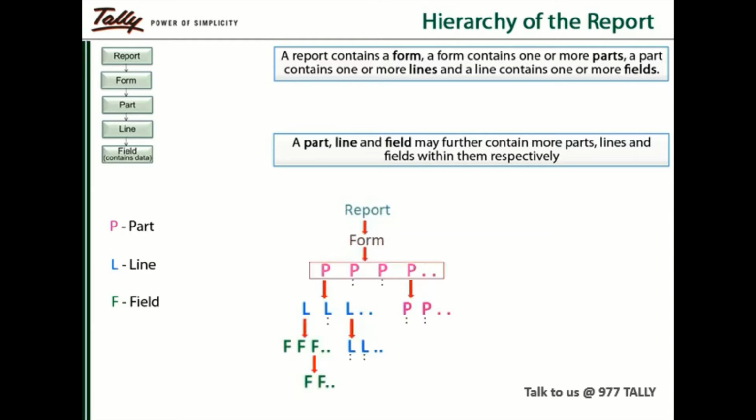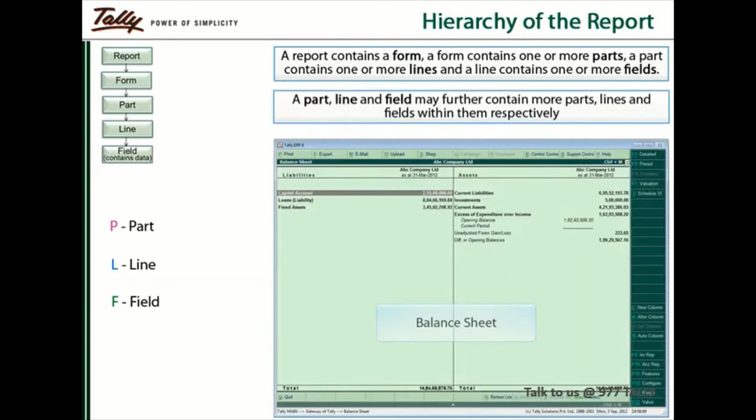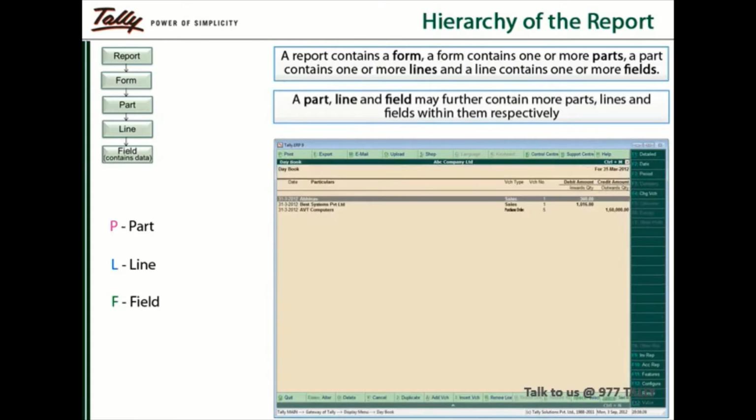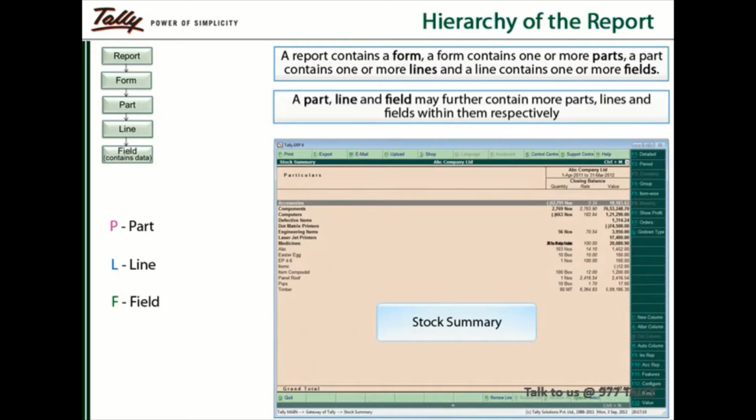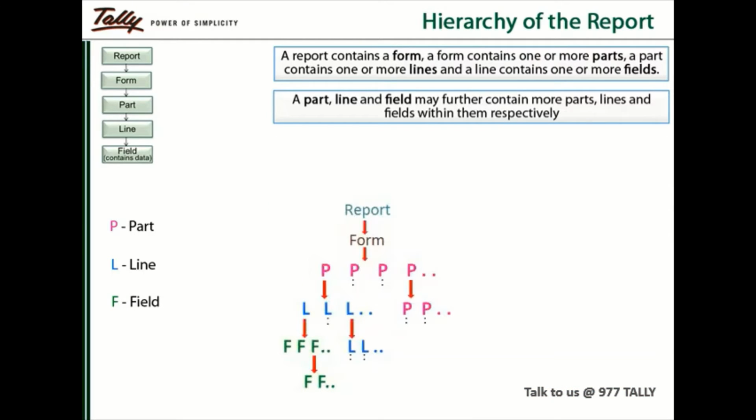A form contains a number of parts. A part contains a certain number of lines, and a line contains a number of fields. A part can further contain parts in the hierarchy. A line can further contain lines, and a field can further contain more fields within it. This gives more flexibility to the developer in designing the layout for different kinds of reports. It must be kept in mind that the hierarchy always ends at the field.